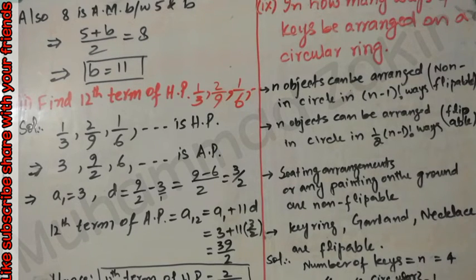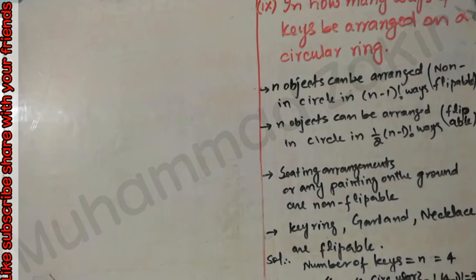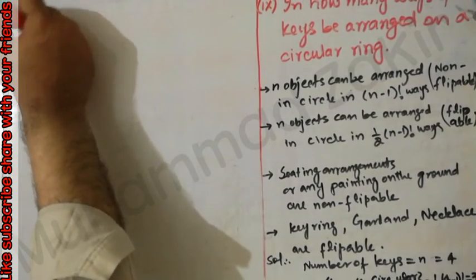Circular arrangements are 1 by 2 times (n minus 1) factorial. So 4 minus 1 factorial is 3 factorial. 3 factorial is 6, and 6 by 2, the answer is 3.